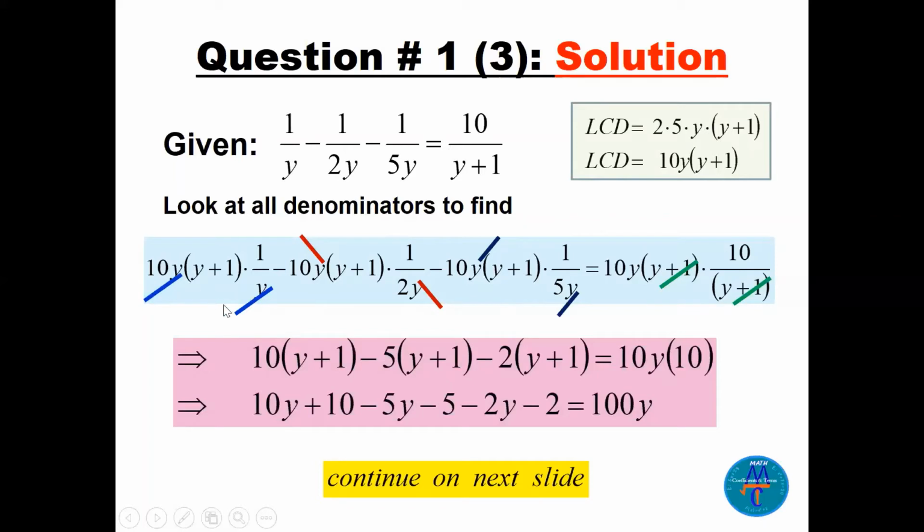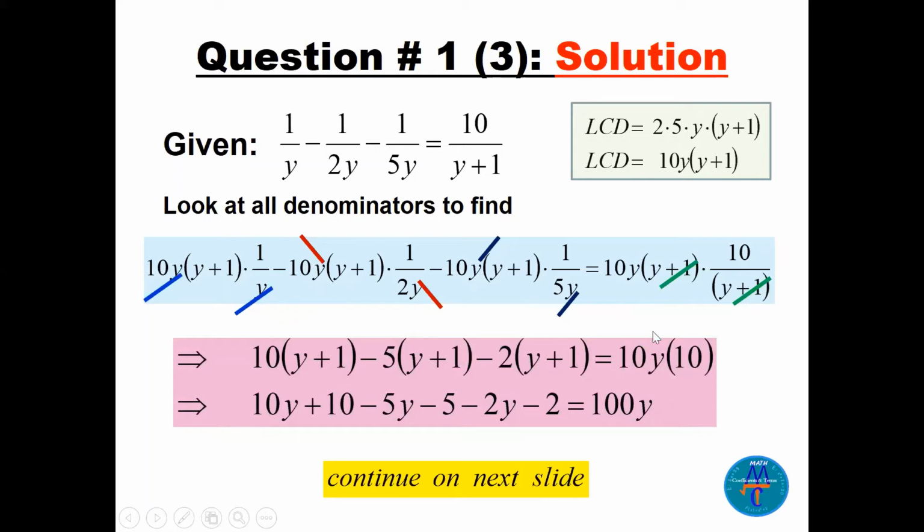Cancel the y, we have 10y plus 1. Cancel the y here again, we have minus. I cancel the 2. 10 over 2 is 5, y plus 1 with the minus. Here we cancel the y and the 2. 10 over 5 is 2, so minus 2y plus 1. Cancel y plus 1, 10y times 10.